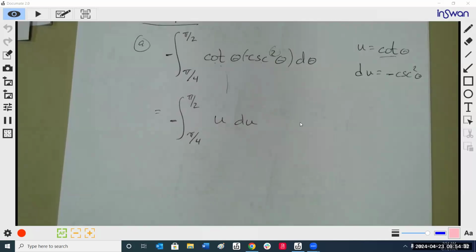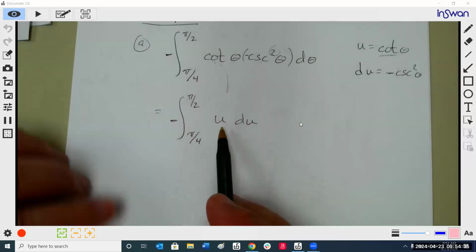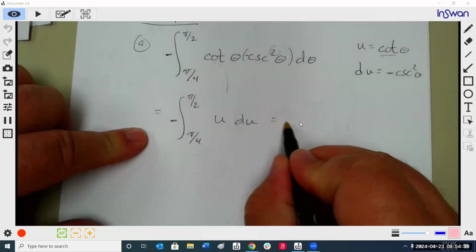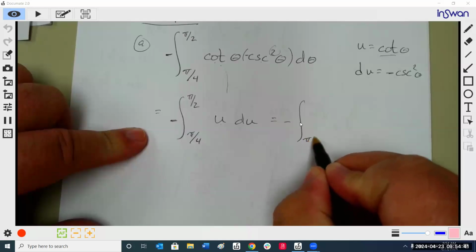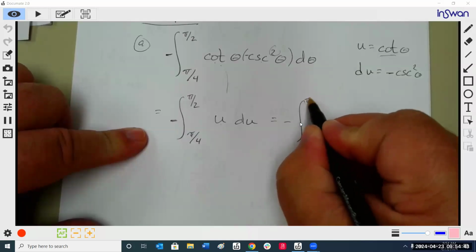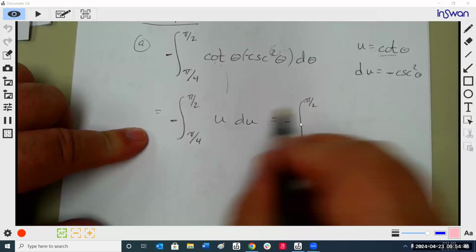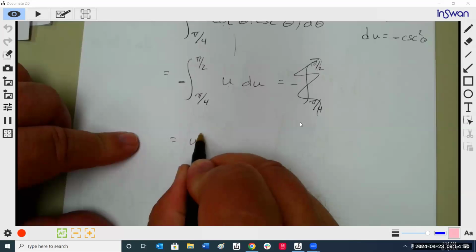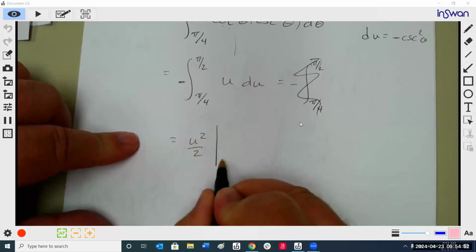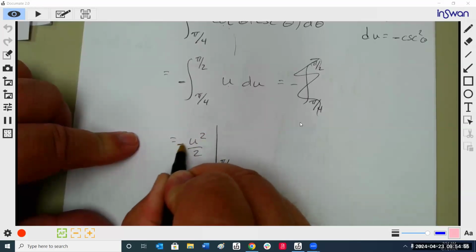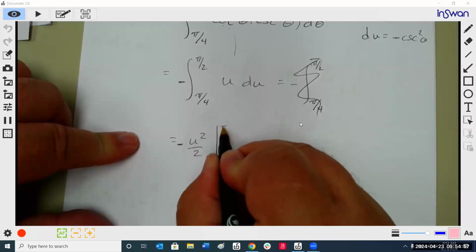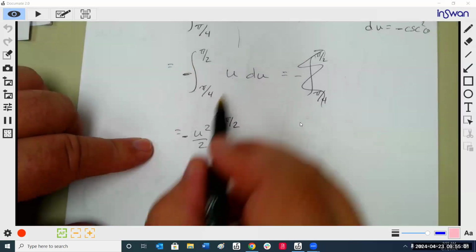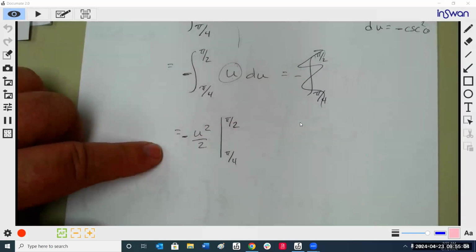Okay, here's the thing about it. I'll show you another way here. What's the integral of u? The integral of u is u squared over 2. Negative, the negative still out in front. Integral of that one is u squared over 2.